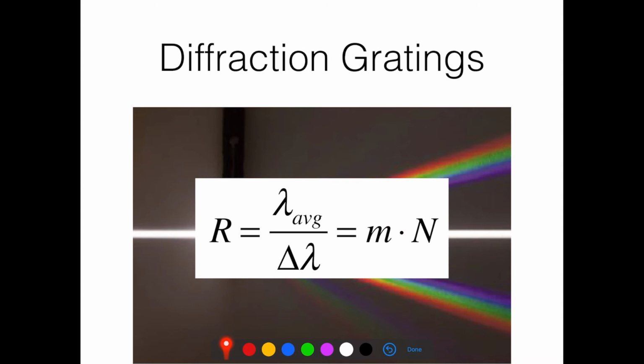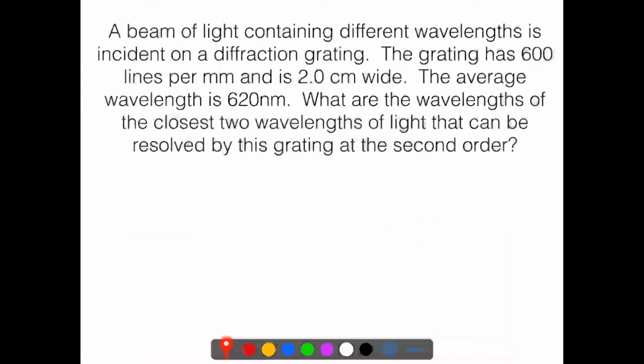All right. Okay, I think that's enough for this slide. Let's go on to the next one and see how this actually works. Okay, a beam of light containing different wavelengths is incident on a diffraction grating. The grating has 600 lines per millimeter and is 2 centimeters wide. The average wavelength is 620 nanometers. What are the wavelengths of the closest two wavelengths of light that can be resolved by this grating at the second order?